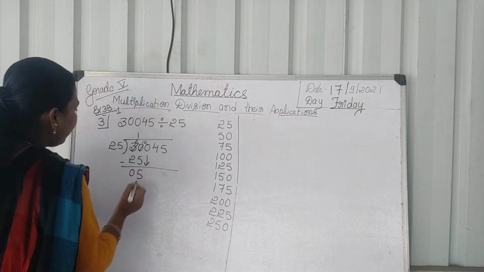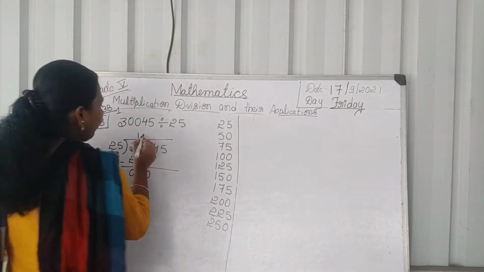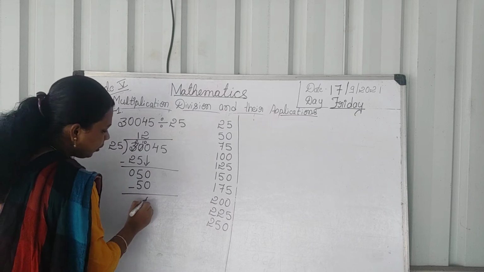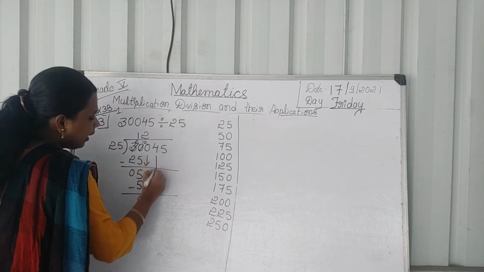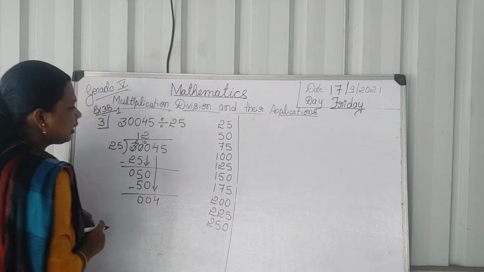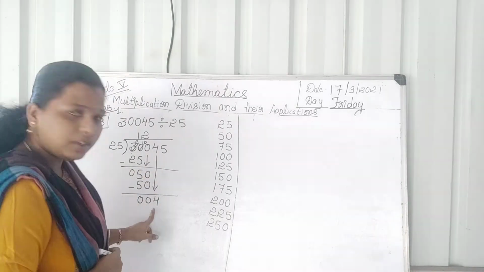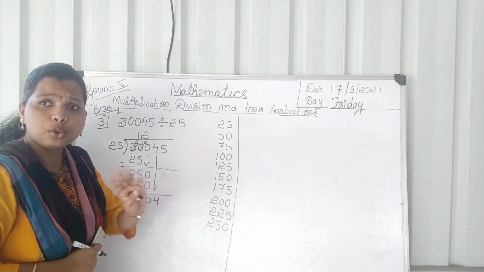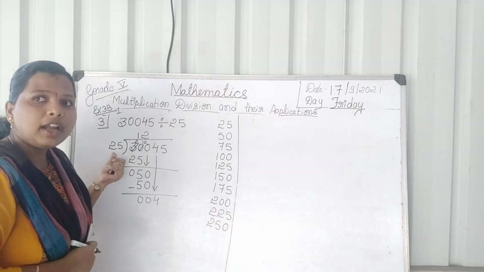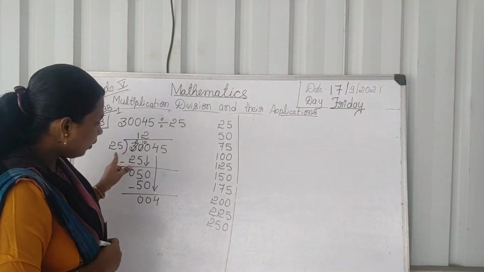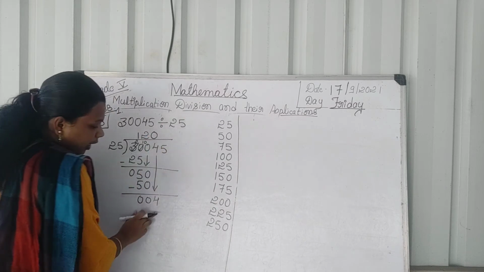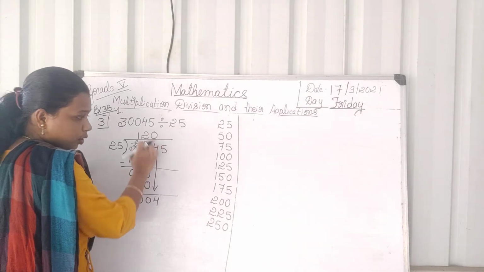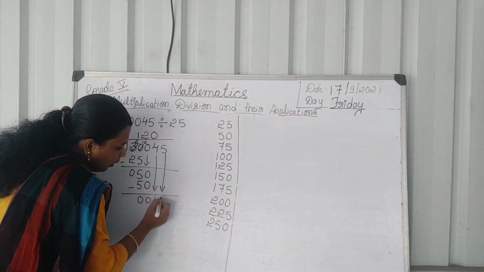Take the next digit down, that is 50. 25 twos are 50. 0 minus 0 is 0, 5 minus 5 is 0. Again take the next digit down, that is 4. Is 4 there in the 25 table? No, this 4 is less than 25. At that time, you should write that 4 does not go. 4 doesn't come in the 25 table, so write 0.